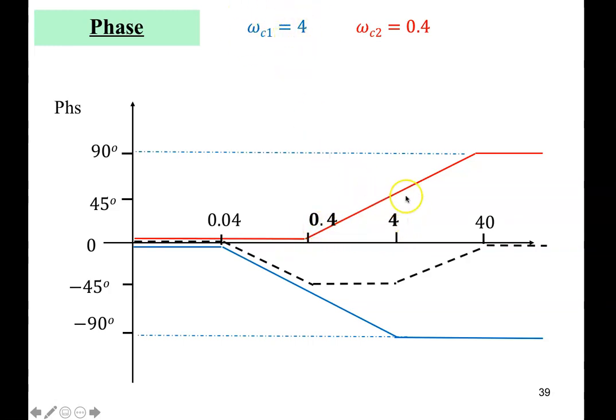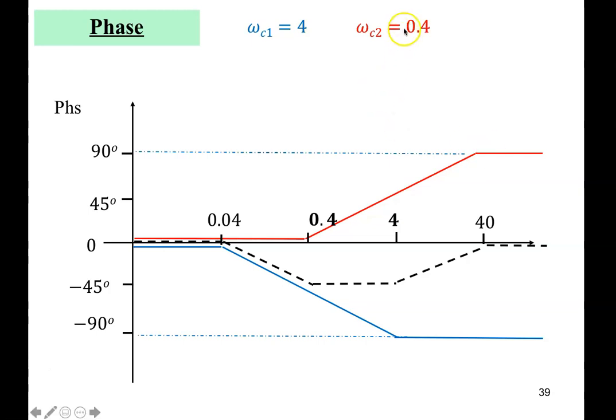Okay, this is G1. So the corner frequency of G1 is 4. So we need to go from 0 degrees all the way to 1 division below the corner frequency. And then start from 1 division above the corner frequency, that's 40. You should get positive 90 degrees and stay there. And then you connect them in the middle. Okay, that's G1 because the S term is in the numerator.